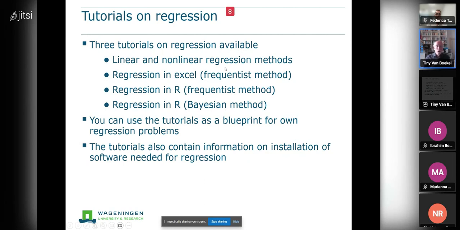This one is in Excel, where most people are probably aware of how that works, but it's done in the frequentist way. I also did it in R with the frequentist way, and I did it in R with the Bayesian method. So you can compare the differences. And maybe you can use those tutorials as a blueprint for your own problems. It also tells you a little bit about how to install the software that you need, especially for Bayesian regression. You need some special things.